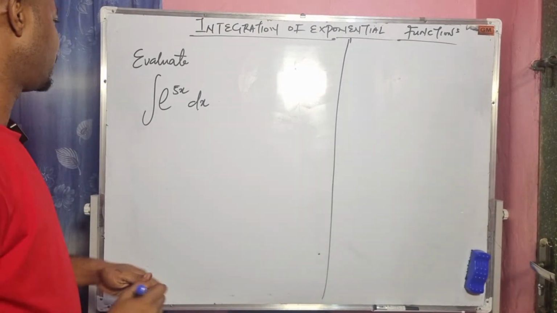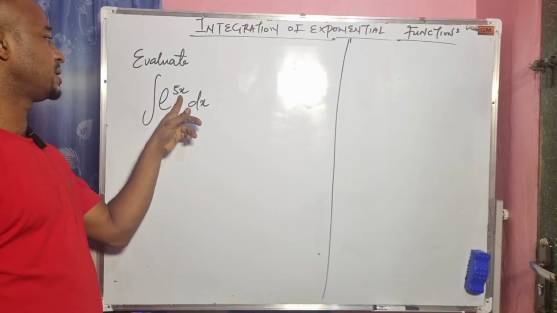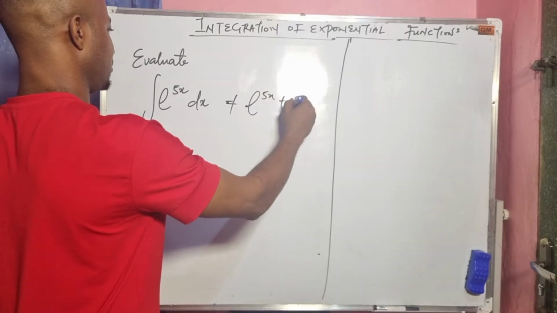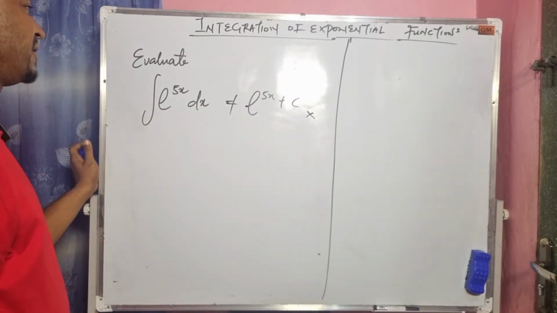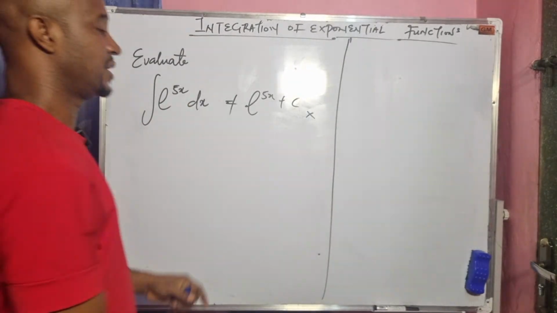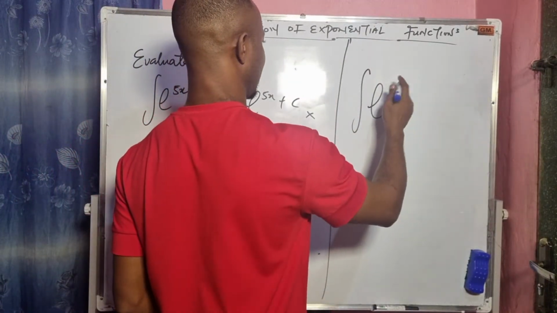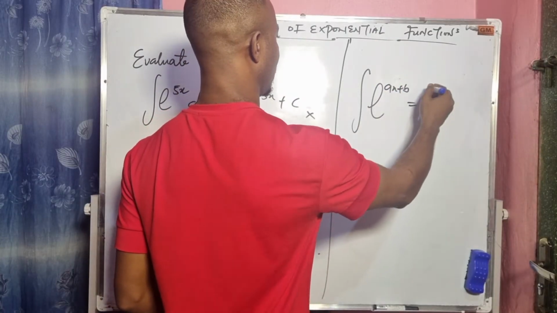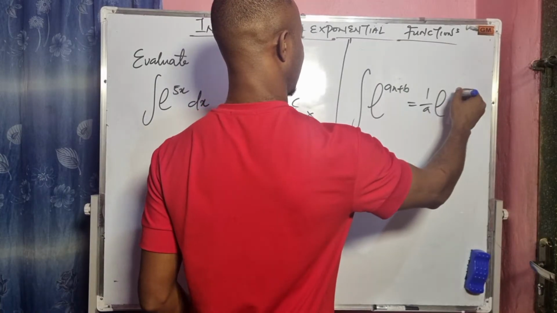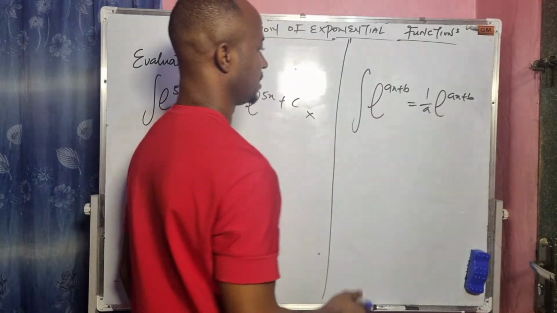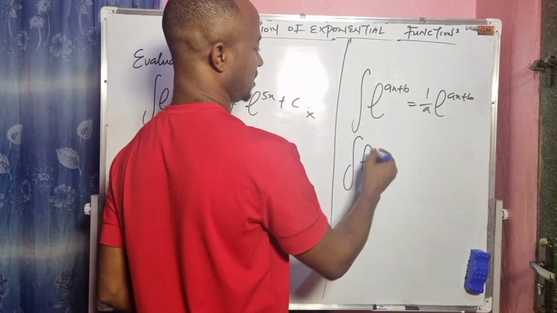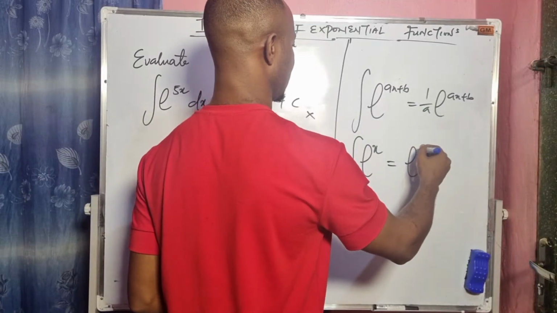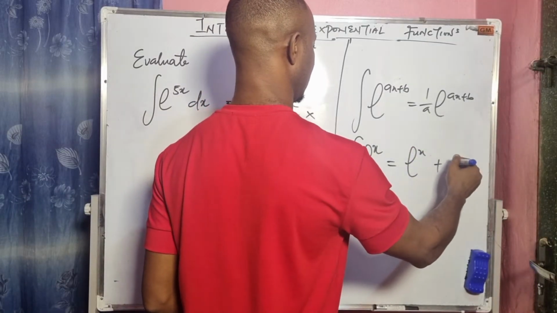In as much as we have a single term here, does not mean the answer will be exponential 5x plus c. This is wrong. I have a linear function. Don't forget, I say that integration of an exponential function that has a linear function ax plus b will be 1 over a exponential ax plus b. Or if I have an integration of exponential x, this will give us exponential x plus c.